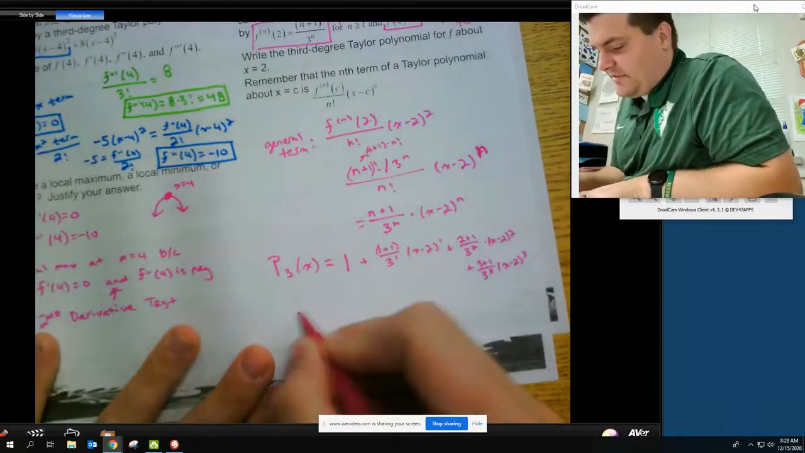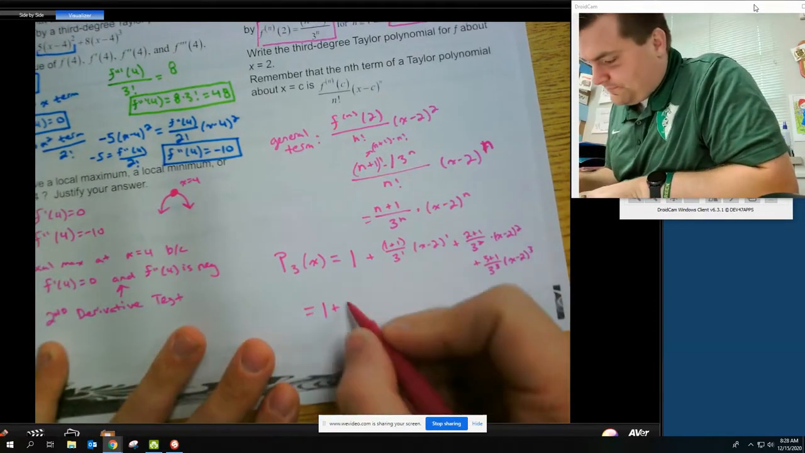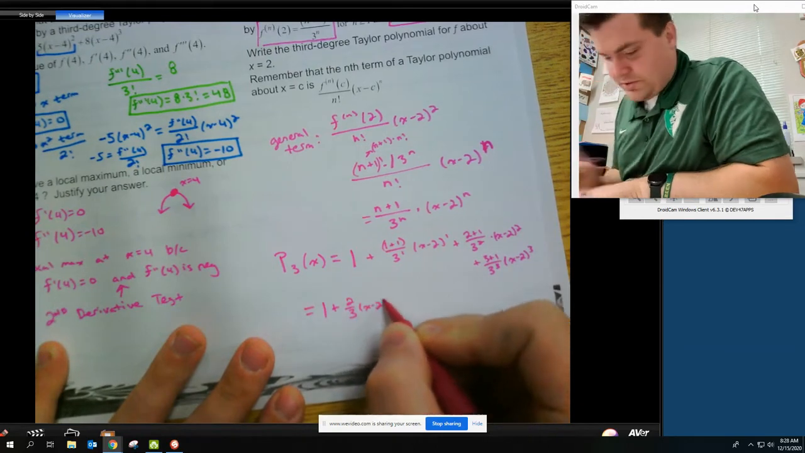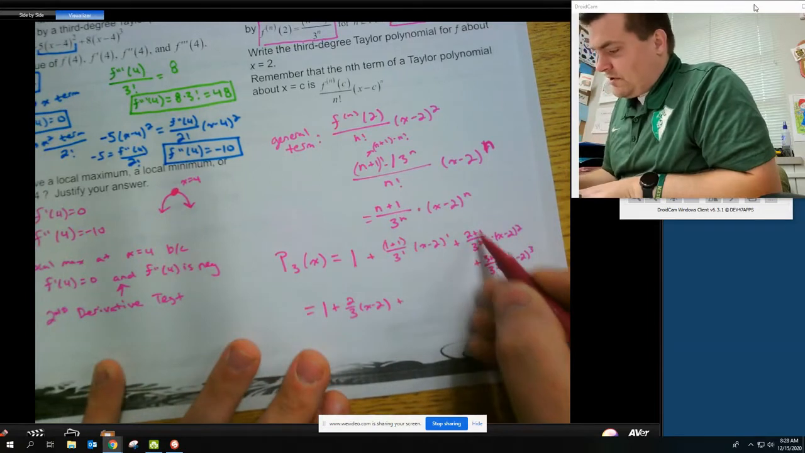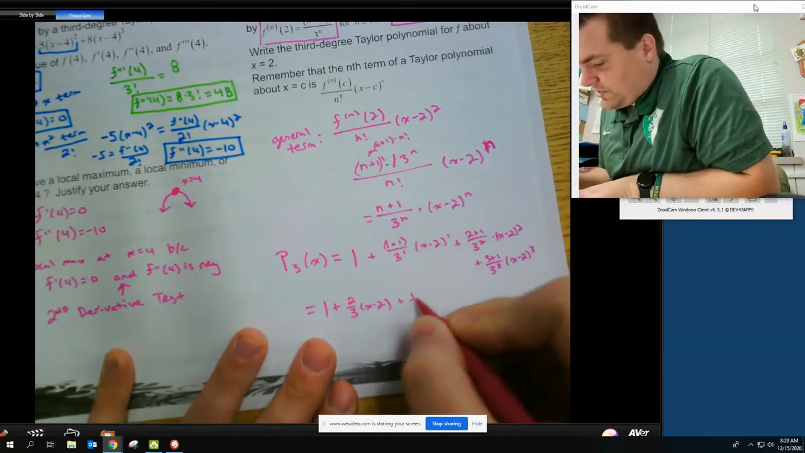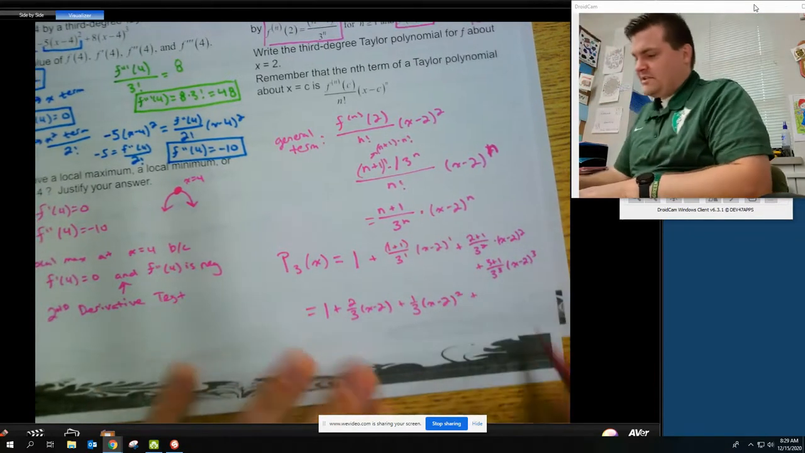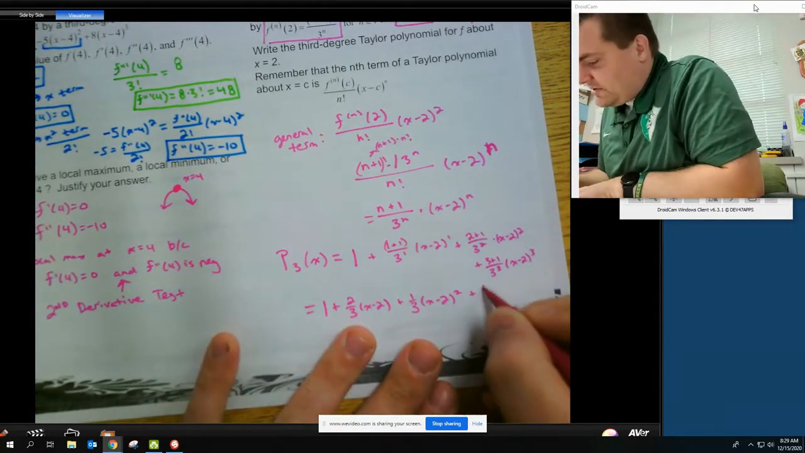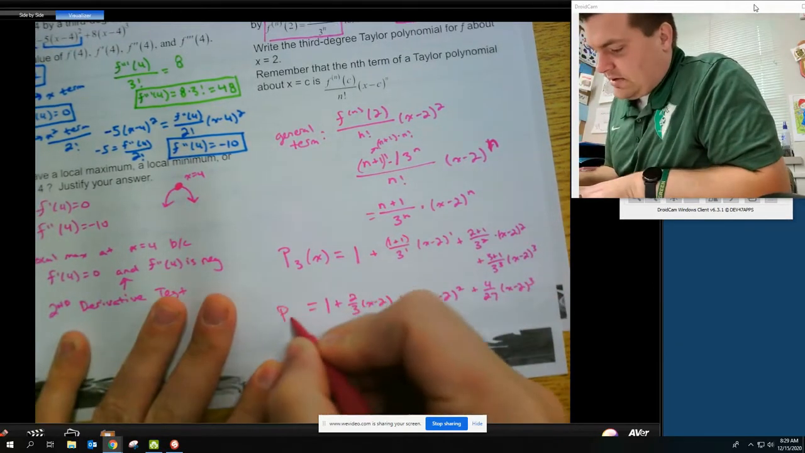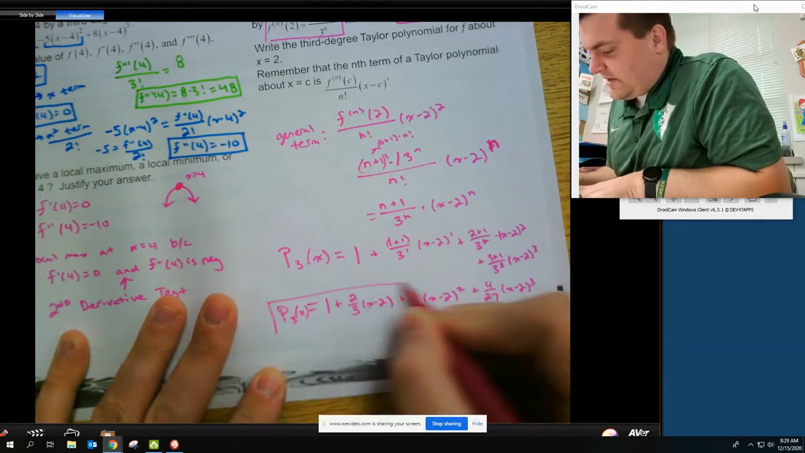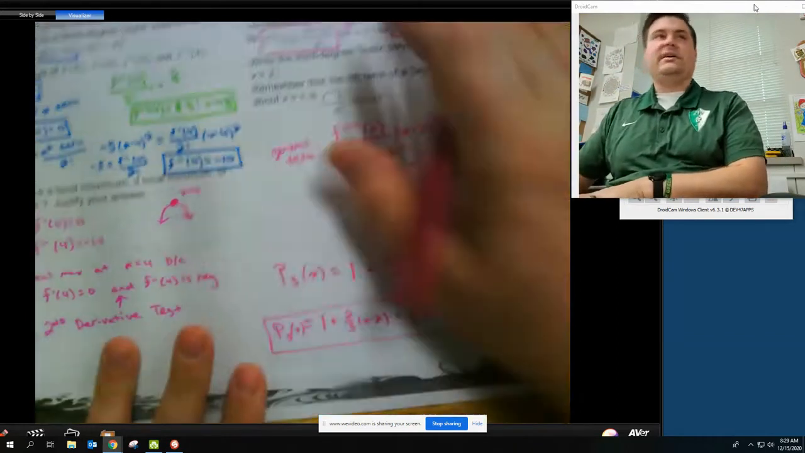And now let's go ahead and simplify this. We're going to get 1 plus 2/3 times x minus 2, plus 3 over 9, which is just 1/3, times x minus 2 squared, plus 4 over 27 times x minus 2 to the third. And that is my simplified answer for my third degree polynomial with the given information.